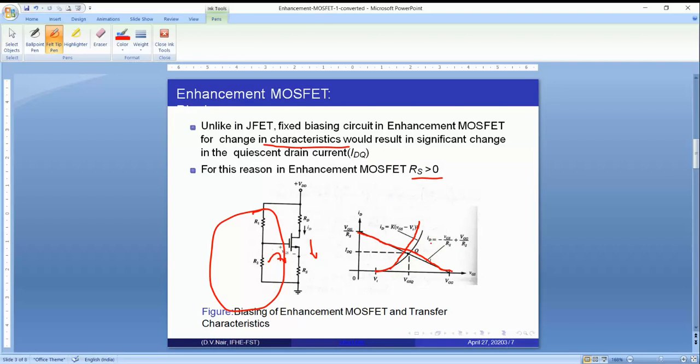The conditions which we have considered in JFET remain the same. IG is equal to 0, so IG into RG will be 0, and the conditions will remain the same for the derivation of this equation for ID. The condition is IG is equal to 0, ID is equal to IS, the voltage across the source VS is equal to ID into RS, and VG is equal to VGG.